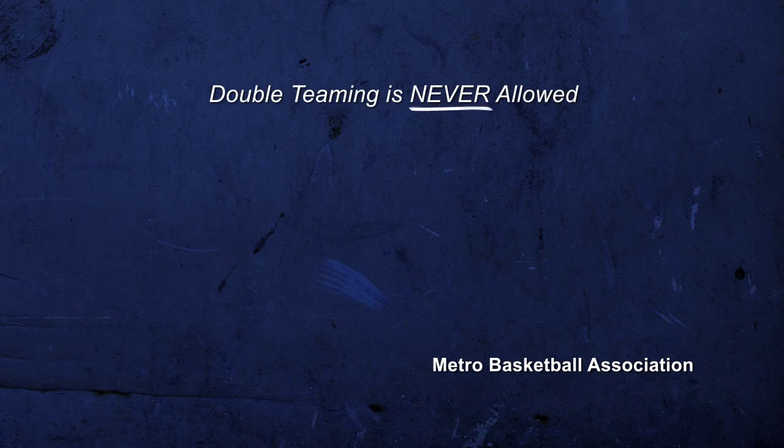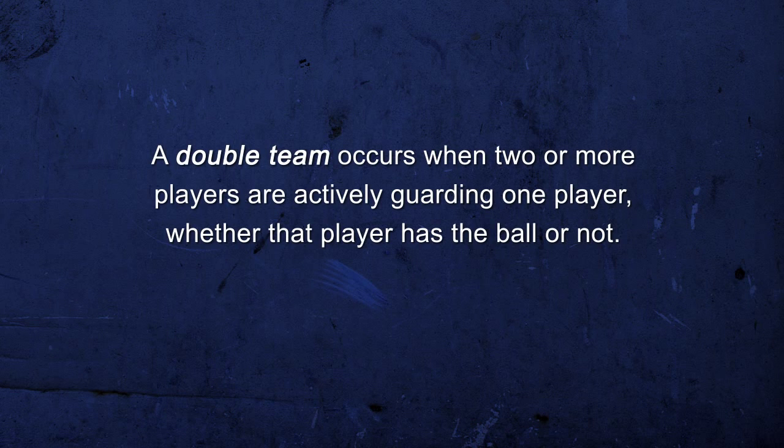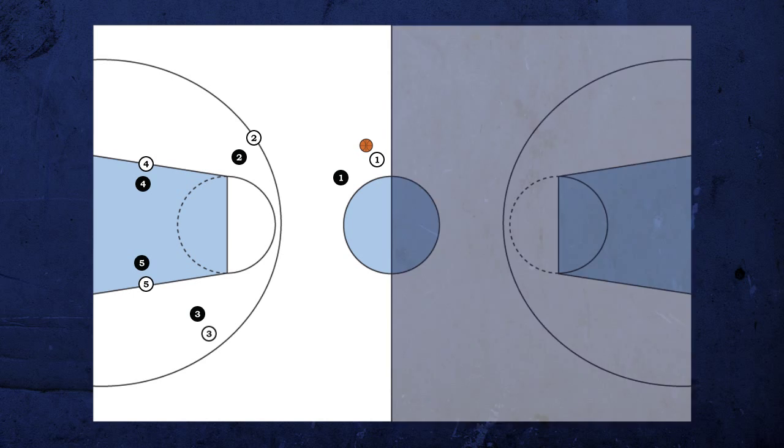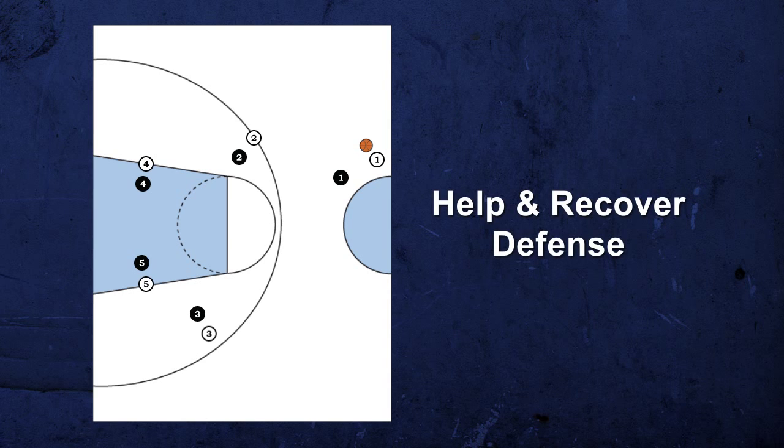In Halifax minor basketball, double teaming is never allowed in the U10, U12, and U14 divisions. A double team occurs when two or more players are actively guarding one player, whether that player has the ball or not. Momentary double teams on the ball handler can occur as a result of help and recovery defense, but the help defender must make an immediate attempt to permanently switch or recover to his original matchup.